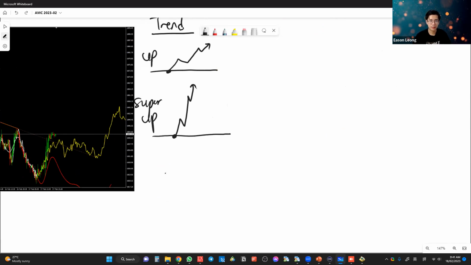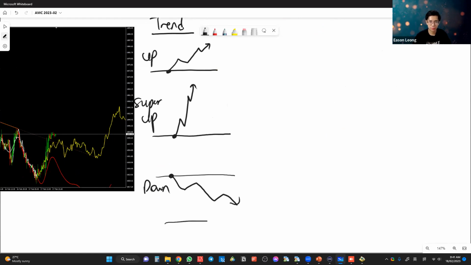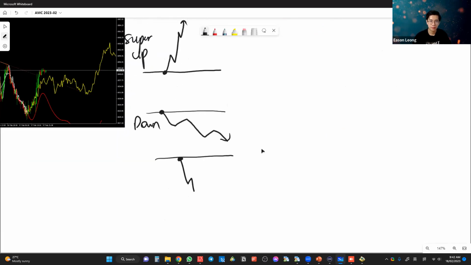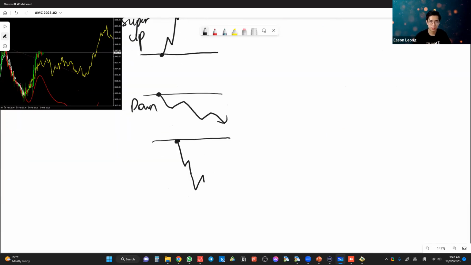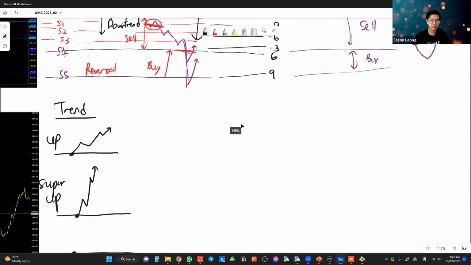Then after it goes up, it must come down, so there's a normal downtrend, which we call downtrend. Then we also have a super downtrend, which is just a spike down, spiking even further. This is called a super downtrend, super down. Then we give a score for these.